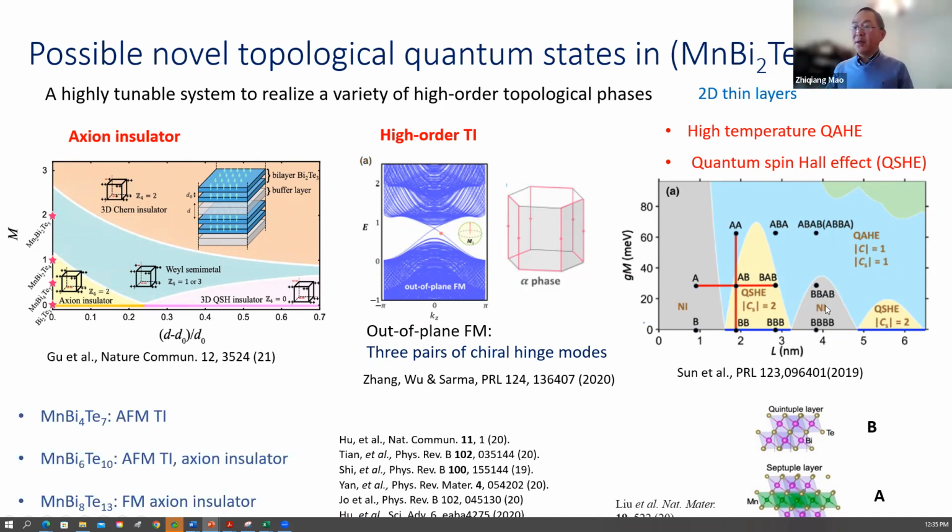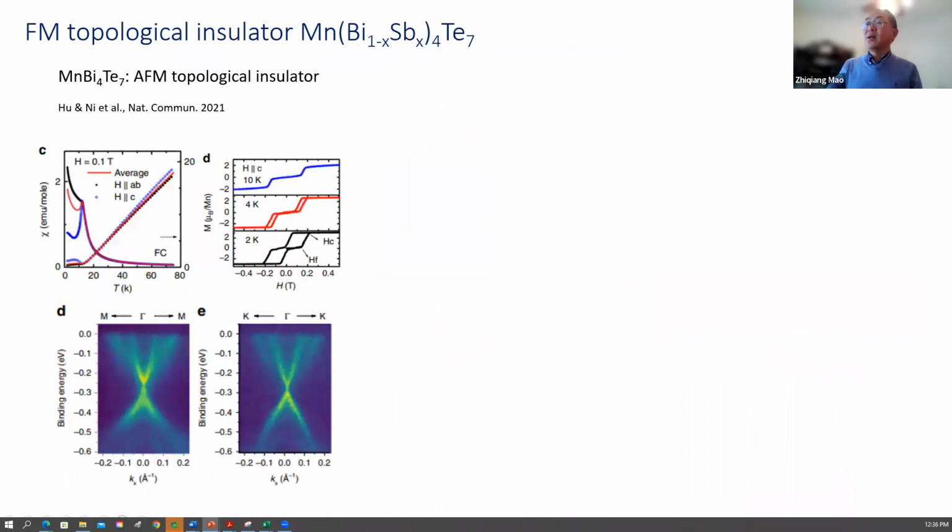And experimentally, this system has been studied. 147 is reported to be AFM-TI. For 1610, there are several papers. Some people reported it is also AFM-TI or axion insulator. The 1813 is reported to be a ferromagnetic axion insulator. So next, I'm going to show you our work.